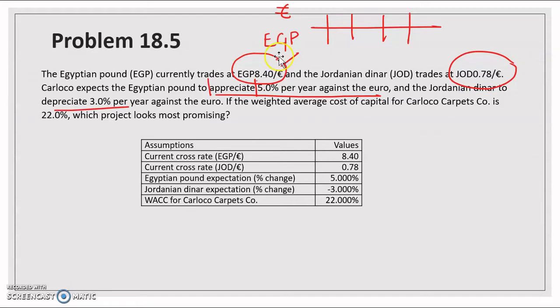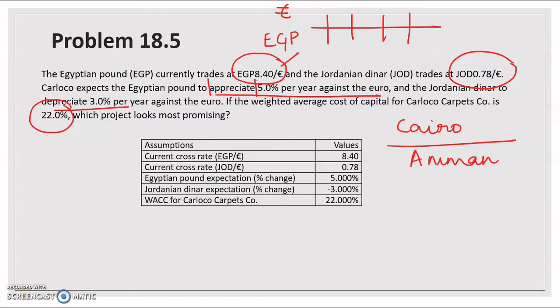The weighted average cost of capital is 22%. So what Carloco wants to do is to understand whether they should set up the base in Cairo or should they set up the base in Amman, right? So they're trying to find the location suitability based on this evaluation.